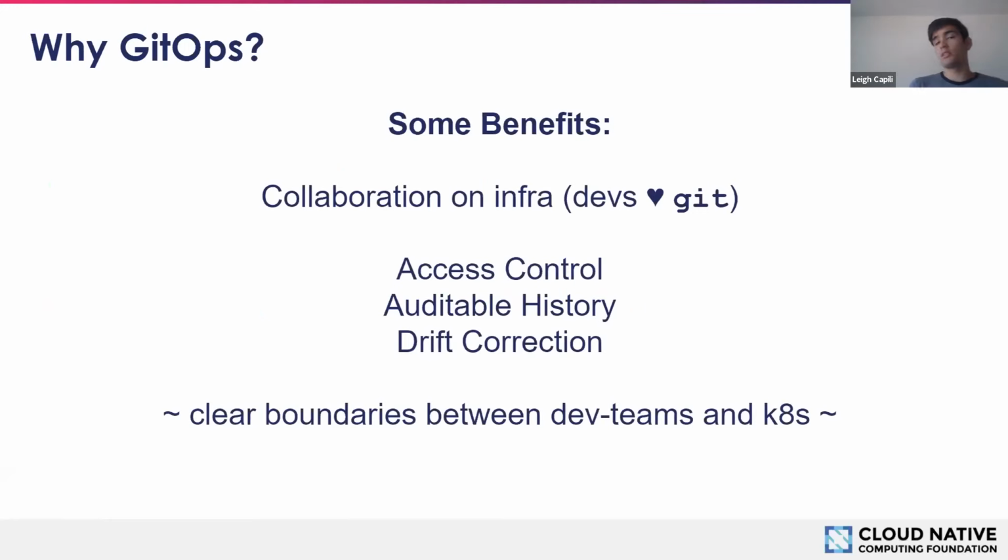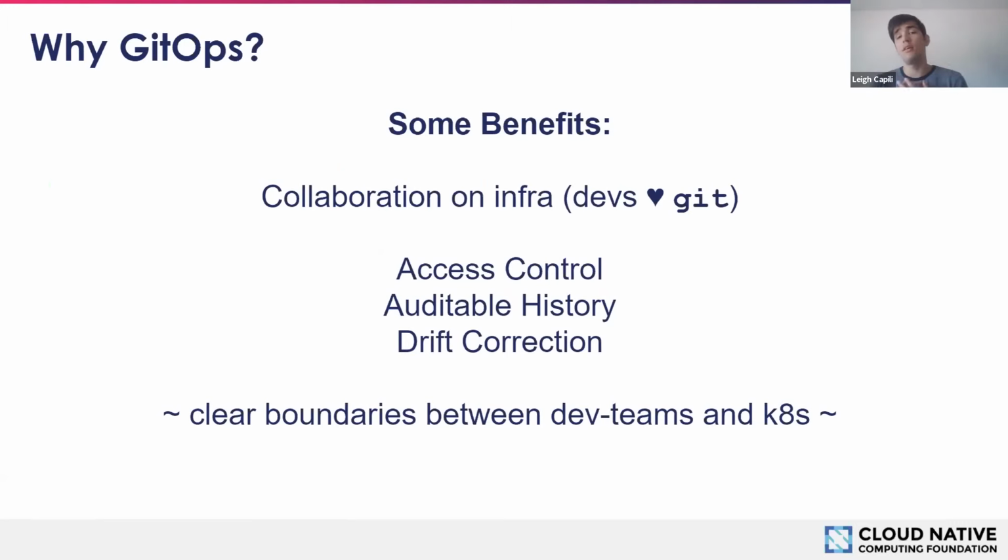And so you get some benefits from this, right? Git is a great place to be collaborating on infra. We have these platforms on top of Git, like GitHub and GitLab, and devs love this, because we can leave comments. We can see when things happen. We can go look at the history of a particular file.